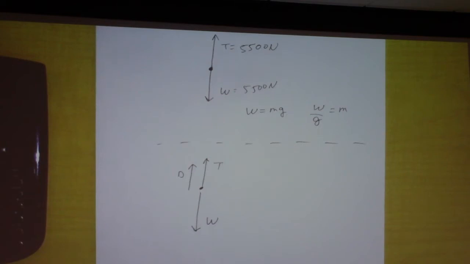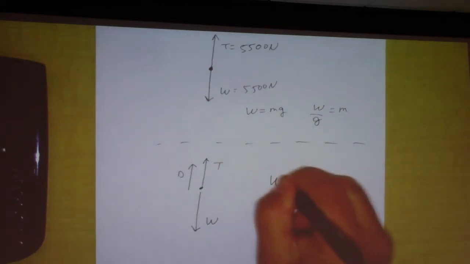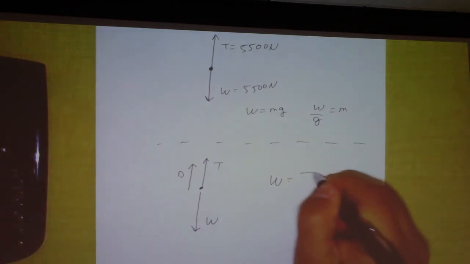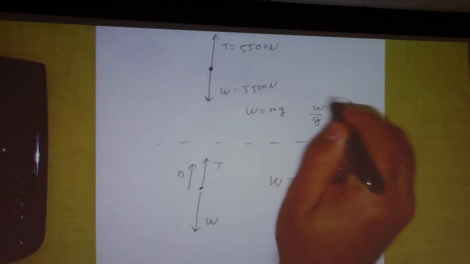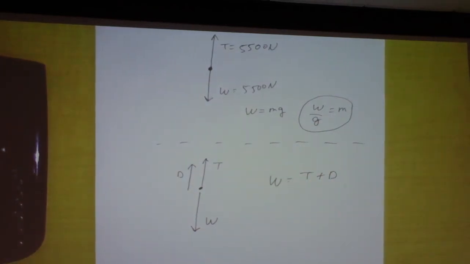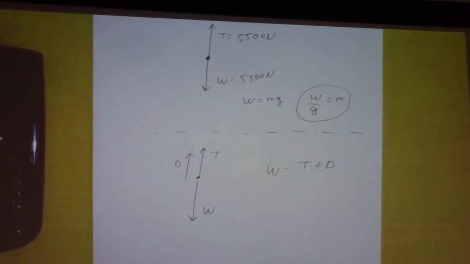Now to lower this in the first place, the weight had to be bigger than whatever force is up. But we're just looking at a snapshot of what's going on right now as it's being lowered. So whatever is down has to be equal to whatever's up because the acceleration is zero. Okay? So weight down is equal to tension plus the drag force. This part we don't actually need to do the problem. I just wanted to throw it in there to get that topic started.